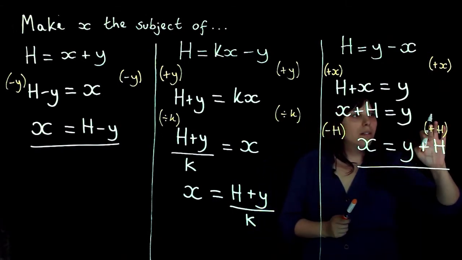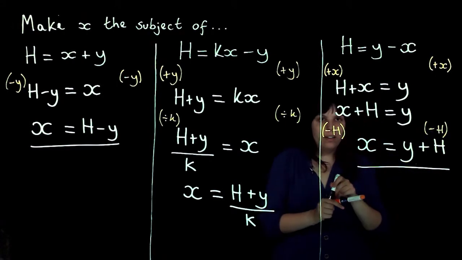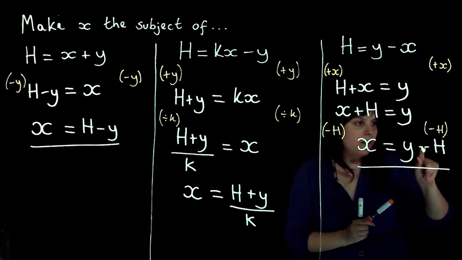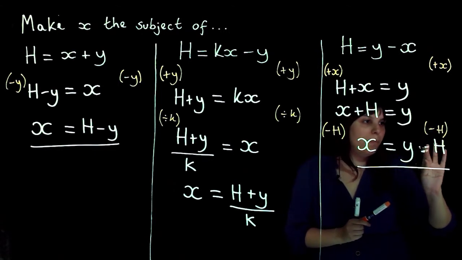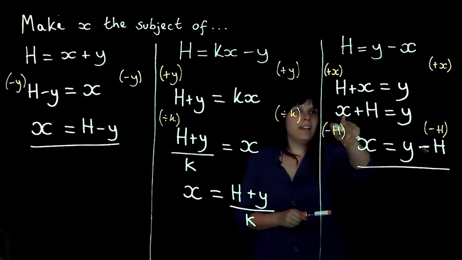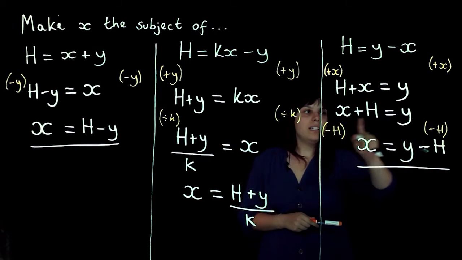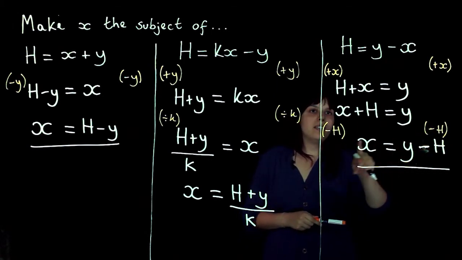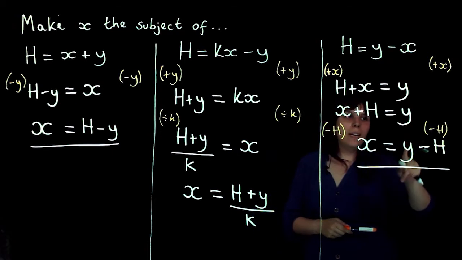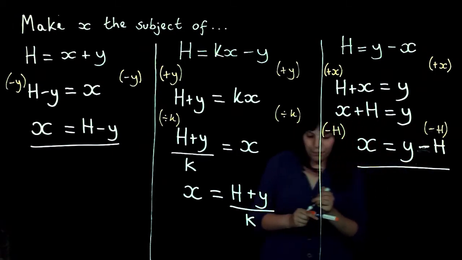Sorry. Silly me. We're meant to be subtracting h from both sides. So that gives us y minus h. So x plus h equals y. Get rid of the plus h by subtracting h from both sides. So x plus h minus h is x, and y minus h is y minus h. I hope you can read that properly.